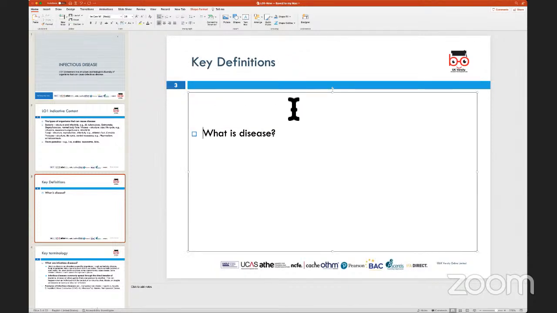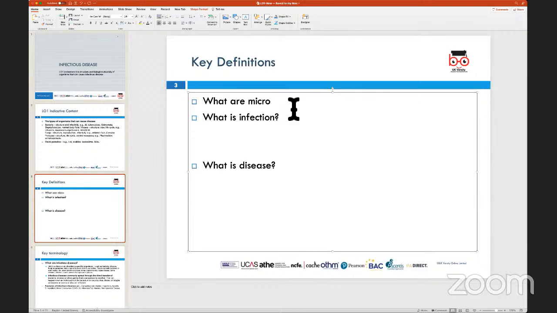Now, when we talk about key definitions, if I talk about, for example, what is infection, we have lots of different ways through which we can define the word infection, but infection tends to be a complex biological process which involves microorganisms. Now, when we talk about microorganisms, what do we mean by that? What are microorganisms?